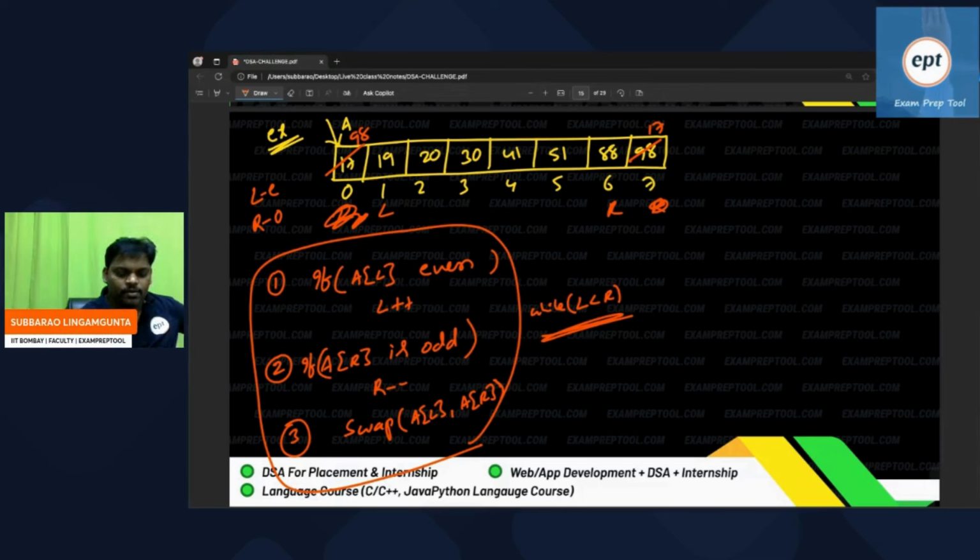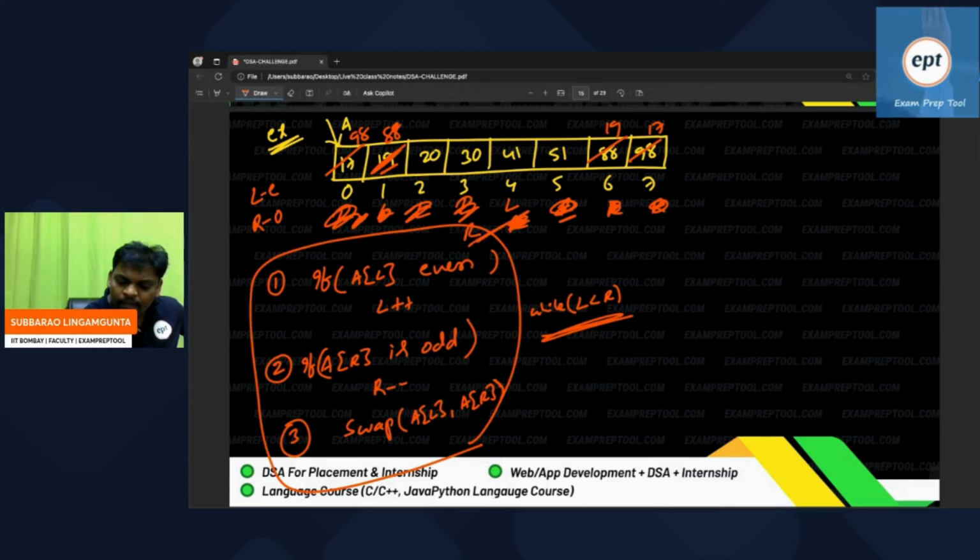Again ask, are you even? No, stop it. Are you odd? No, stop it. Again, they will swap. Then L will increment, and R will decrement. Next one, L is even. If it is even, happily you can increment. Next one, R is odd. Yes, then happily decrement.